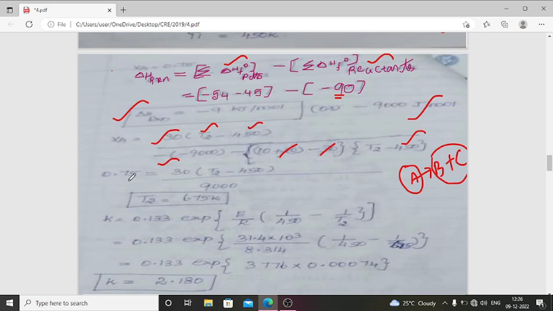So here what is XA? XA is 0.75, 75% conversion. Substitute all the values, rearrange this expression, finally we get the T2 value, 675 Kelvin.